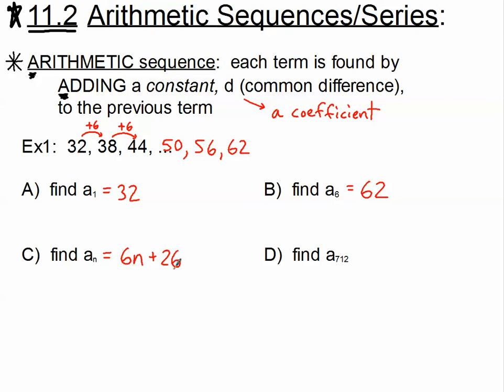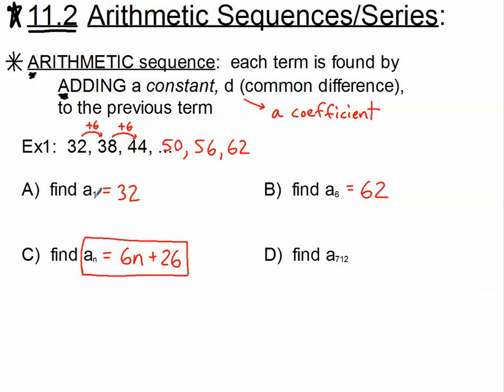Just because it works for the first term doesn't mean it works forever. So let's plug in a 2 and see if it works for the second term. 6 times 2 would be 12. 12 plus 26 is my 38. And maybe we check a random one like 5. 1, 2, 3, 4. The fifth term is 56. So if I do 6 times 5, that's 30. And 30 plus 26 is indeed the 56. So it looks like we do have the rule for any term in this sequence.